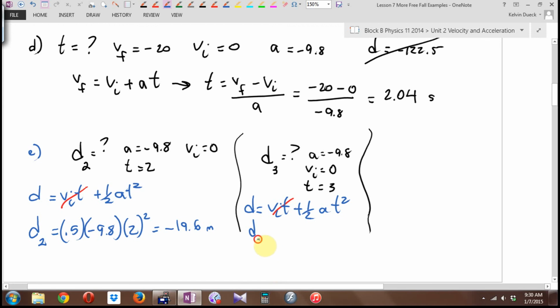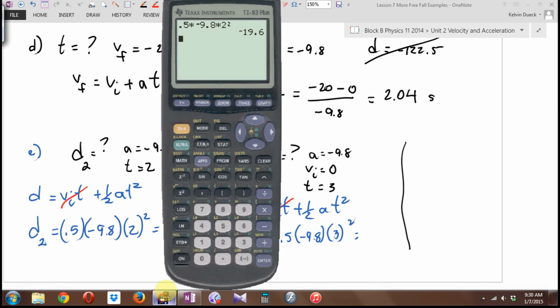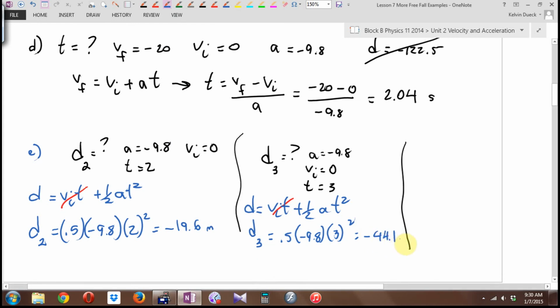In the first 3 seconds, starting at the top, I fall 0.5 times negative 9.8 times 3 squared, which is 44.1 meters, not seconds, meters. So in the first 2 seconds, I fall from start right here, negative 19.6. In the first 3 seconds, I fall 44.1.